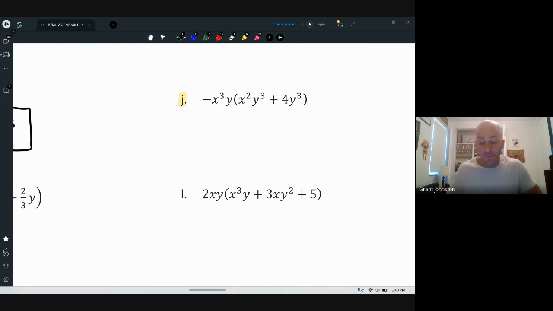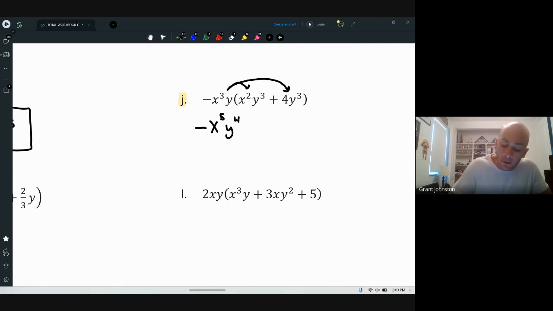Show you another one, J. So there's that negative in front, like a -1. So that's going to come with it. So the x to the third times x to the second is going to be x to the 5th. Y to the first times y to the third is going to be y to the 4th. Now this -1 basically times the 4 is going to be -4 now. It's going to be a -4 as our coefficient on that term.